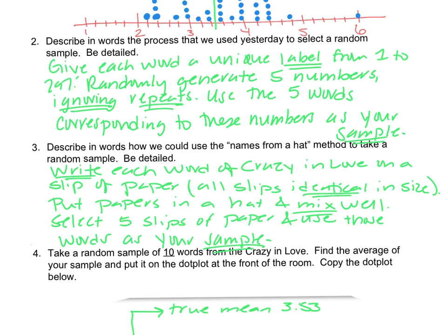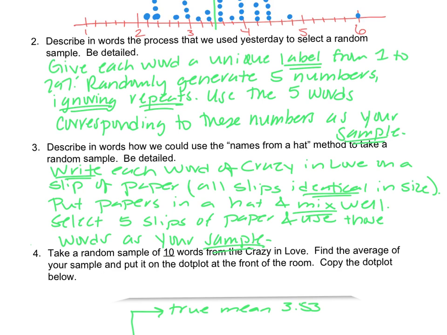So if we were to try to use this same process, but by putting names in a hat, basically what we would do is we would write down each word of the song Crazy in Love on a slip of paper, making sure that all of the slips are the same size. Then we would put the papers in a hat and mix it well. And then we would select 5 slips of paper and use those words as our sample.